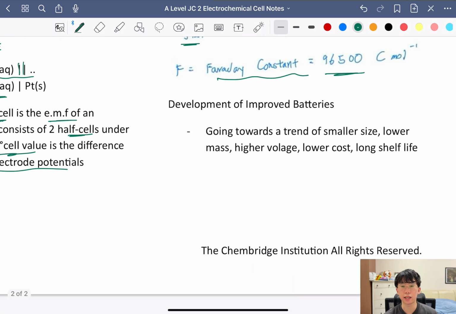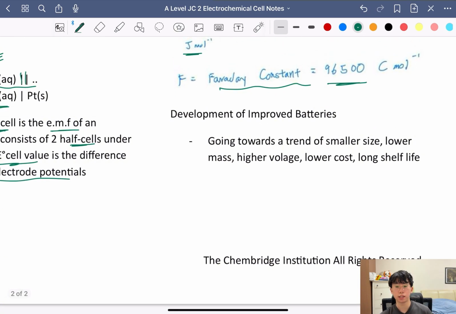Now, one small thing that you have to know as well is that nowadays with these electrochemical cells, we're actually moving towards development of improved batteries, right? So we're moving towards a trend of smaller size, lower mass, higher voltage, lower cost, long shelf life. So these might be some of the advantages to some of the cells that you might be tested on during the exam when it comes to applications. So just take note of some of these advantages that come along with it.